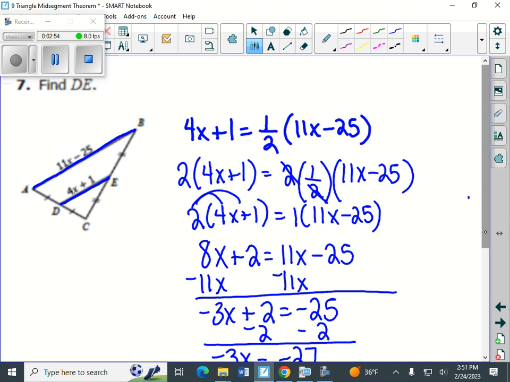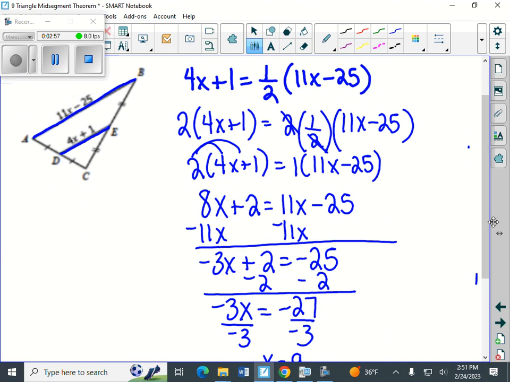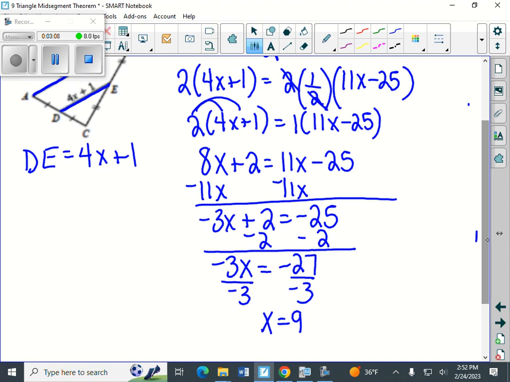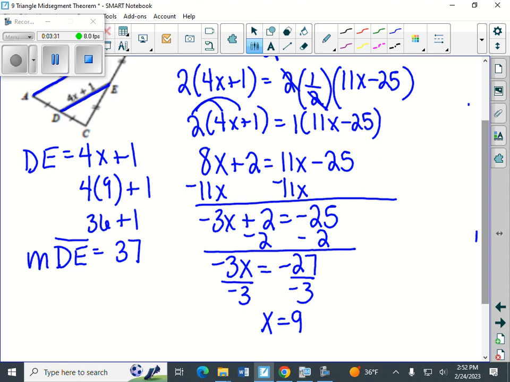So DE is 4x plus 1. So we're going to take our answer here of 9, and instead of writing x, we're going to fill in the 9. So 4 times 9 plus 1, and 4 times 9 is 36 plus 1, so DE is 37. And let's do the measure of DE is 37.